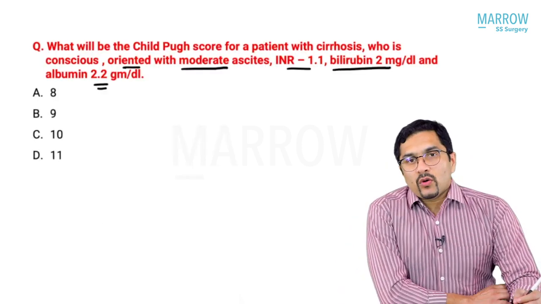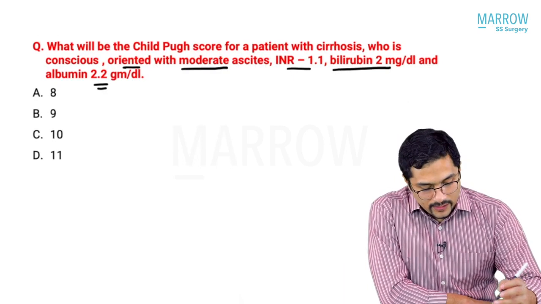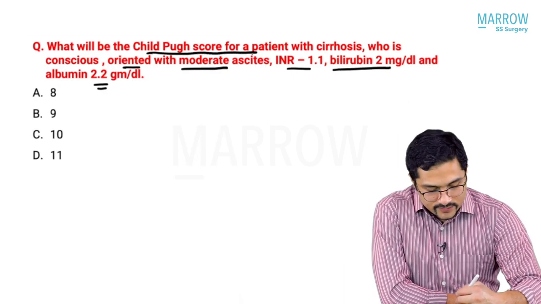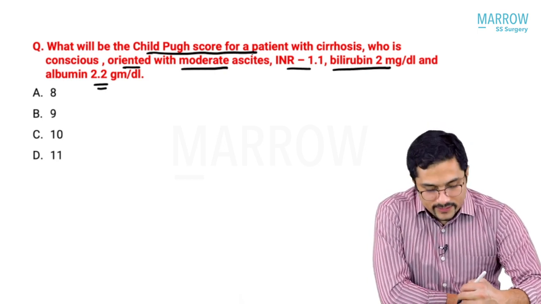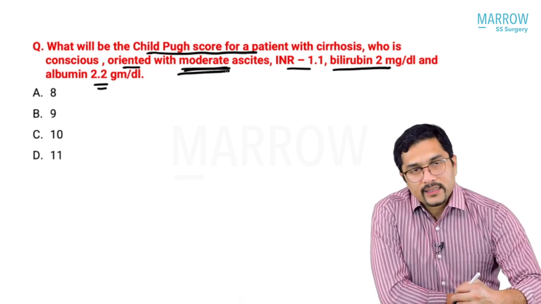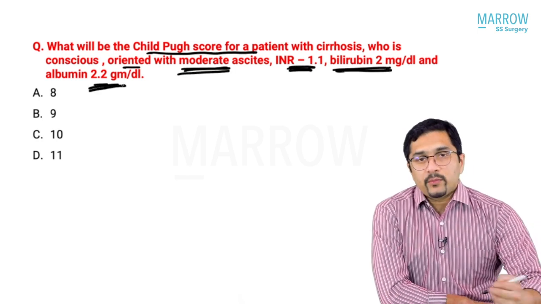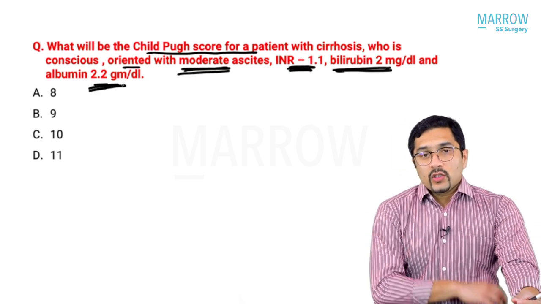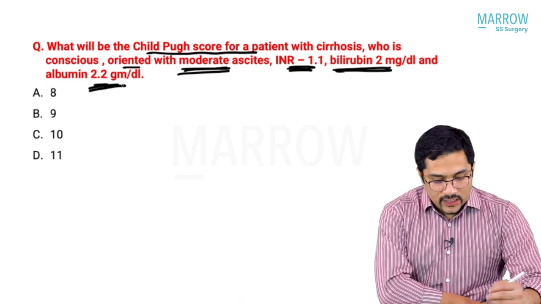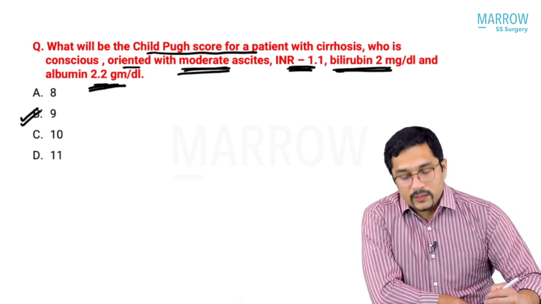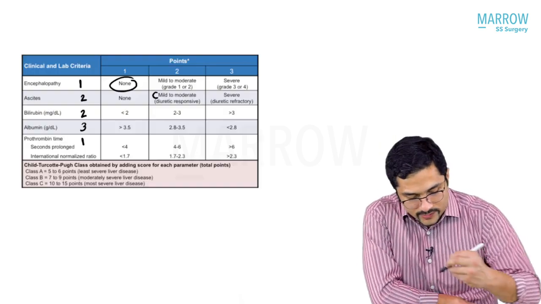So Child-Pugh score is frequently asked in the exam, and they are asking what will be the Child-Pugh score for a patient who has cirrhosis, who is conscious, oriented with moderate ascites. INR is 1.1, bilirubin is 2 and albumin is 2.2. So you need to know all the parameters for the Child-Pugh score. Here the Child-Pugh score is going to be 9. It will turn out to be 9 and I'll just show you how it is 9.